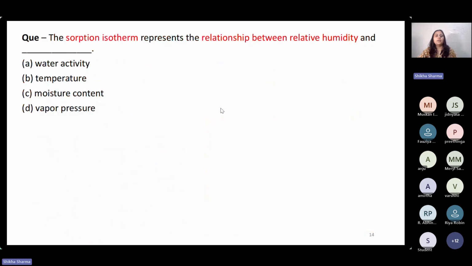Let's see this next question. The sorption isotherm represents the relationship between relative humidity and which one? Water activity, temperature, moisture content, vapor pressure. Anyone who would like to answer this question?